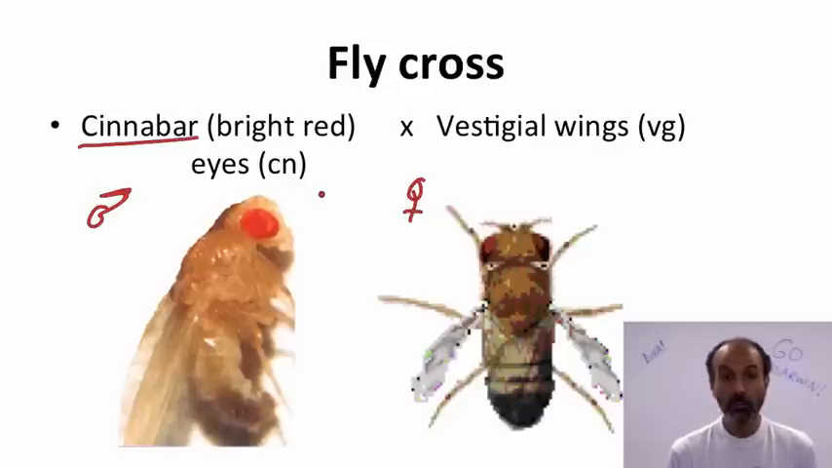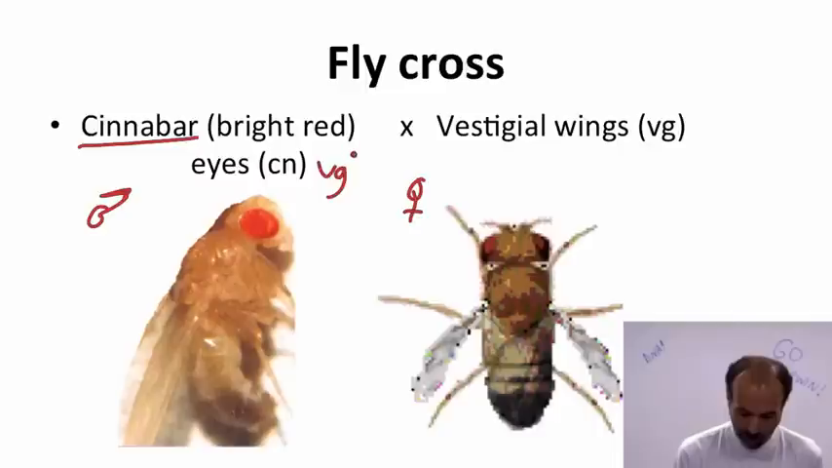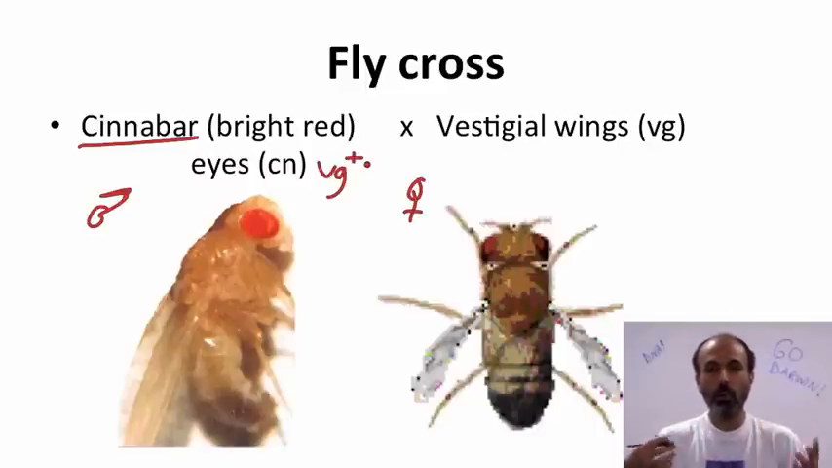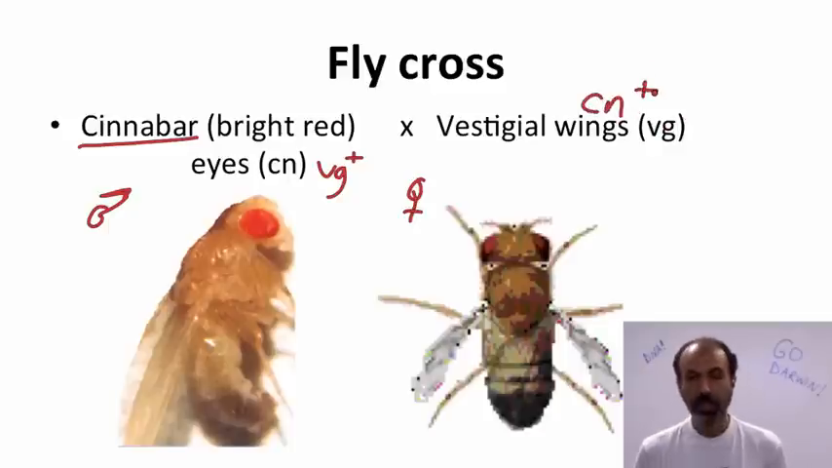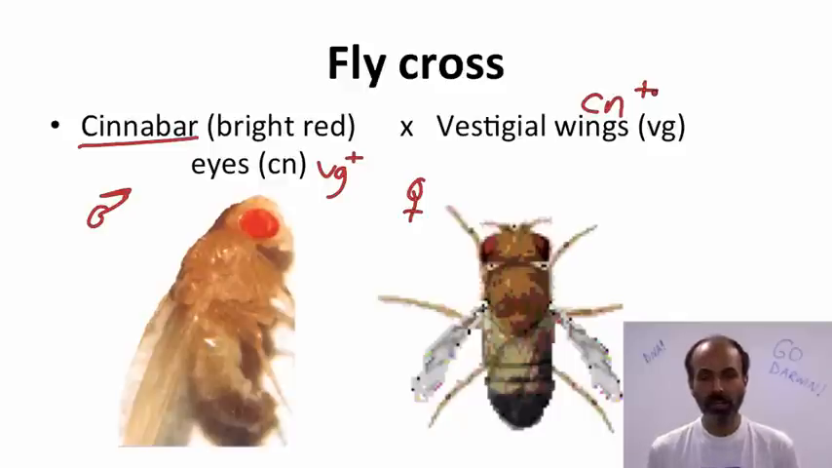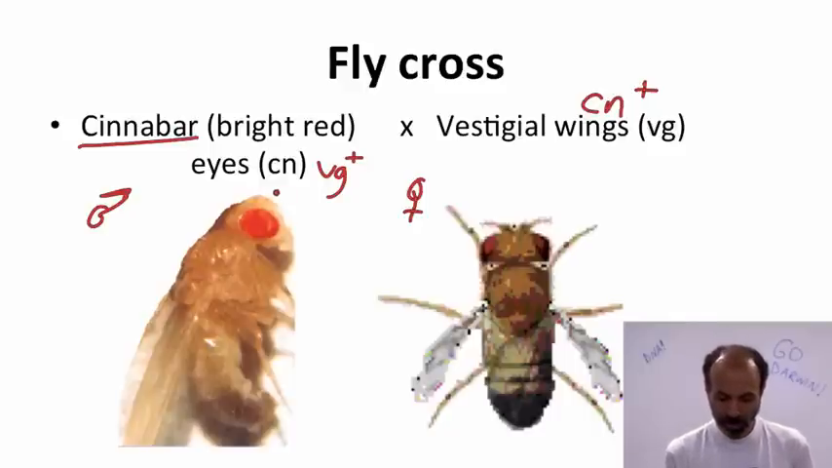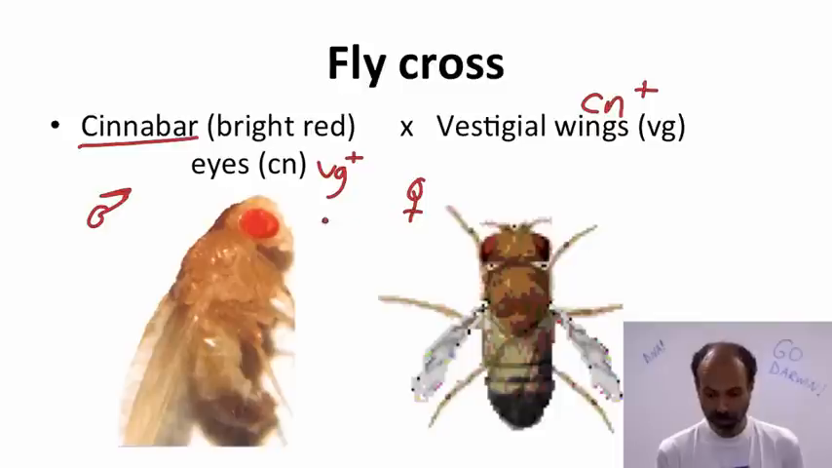Now these males here have normal wings. So we can say that they are cinnabar, so they have the CN, but they are VG plus because they have the normal copy, not the mutant copy. In contrast, these vestigial winged females, we can say they are CN plus because they have normal dull red eyes, not the mutant bright red eyes. So we're crossing CN VG plus males to CN plus VG females. These ones here are mutant for cinnabar; you're mutant for the thing that doesn't have the plus. So we're crossing these mutant red-eyed males to these mutant squished-up wing females.